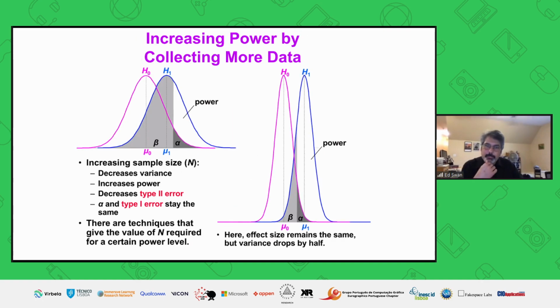We can also increase power by collecting more data. So these are normal distributions. The area under each of these curves is equal to 1. So when we increase the sample size, the distance here stays the same, but the distributions get taller and narrower. And so when we increase the sample size, the variance decreases. The power increases. The probability of a type 2 error goes down, and alpha and type 1 error stay the same. And there are techniques that give the value of n, that is the sample size required for a certain level of power.